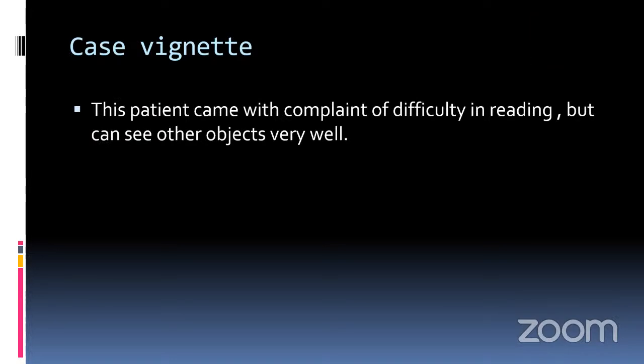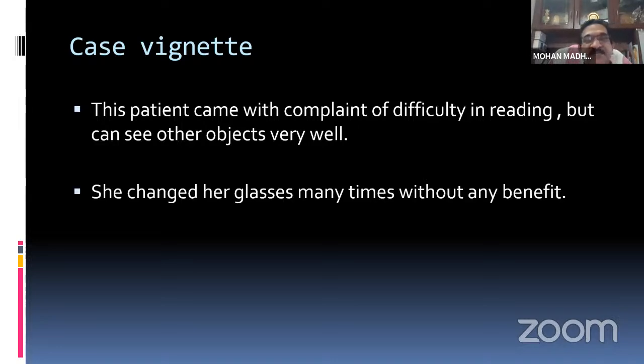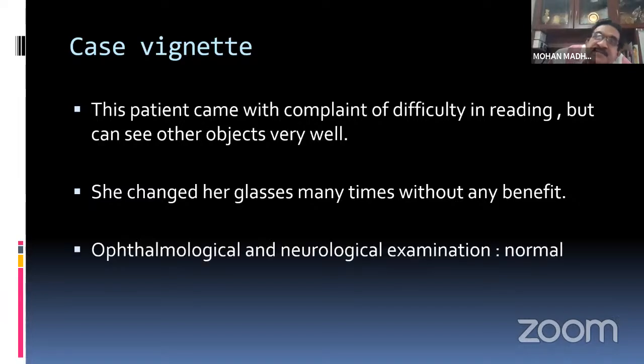This patient came with difficulty in reading, but can see other objects very well. There is no problem in seeing anything, except that when she starts reading with the glasses on, she gets difficulty. She cannot see; the vision gets blurred. So she changed her glasses many times without any benefit. Ophthalmological examination, neurological examination, and surgery are normal.